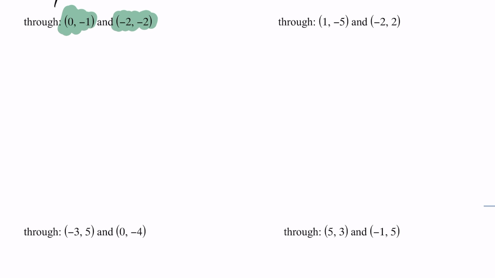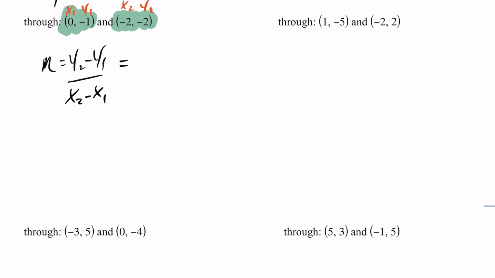Well, to find the m, that's my slope, I can use my formula, y2 minus y1 over x2 minus x1. Now, when you get your points, you can label these in any order. I'm going to label my first point x1, y1, my second point x2, y2. But again, the order doesn't matter. You can do that in any order you like.